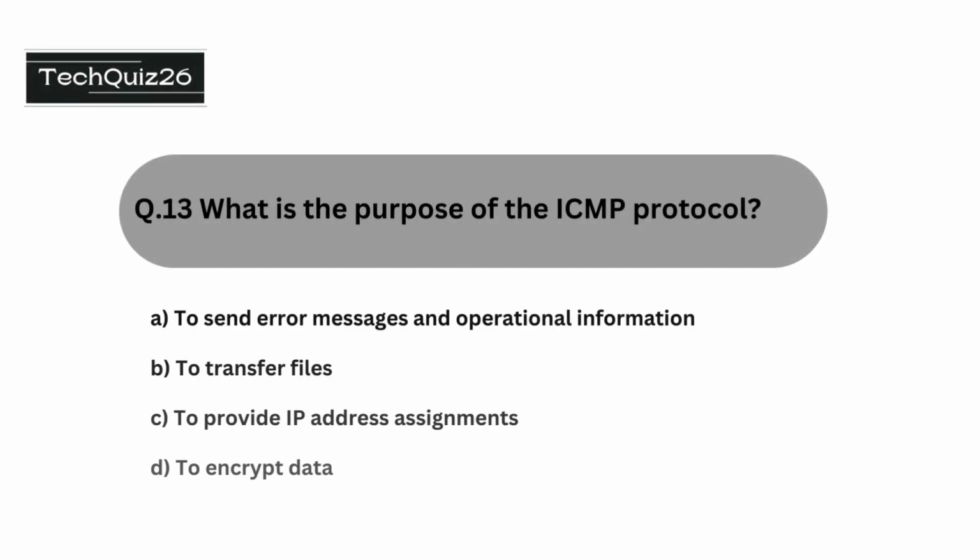Question number 13 is what is the purpose of the ICMP protocol? The options are to send error messages and operational information, to transfer files, to provide IP address assignments, to encrypt data. The correct option is to send error messages and operational information.